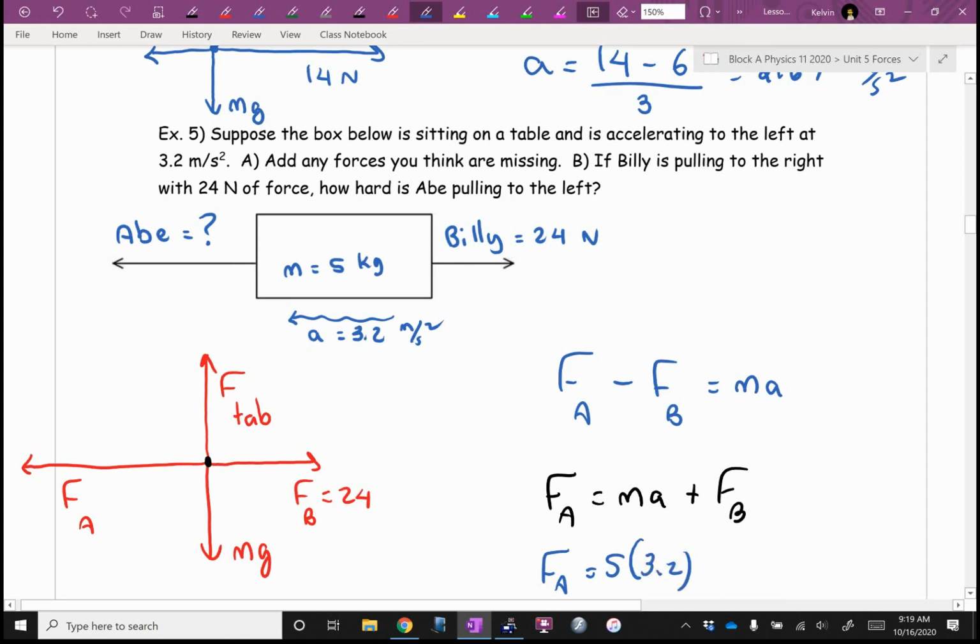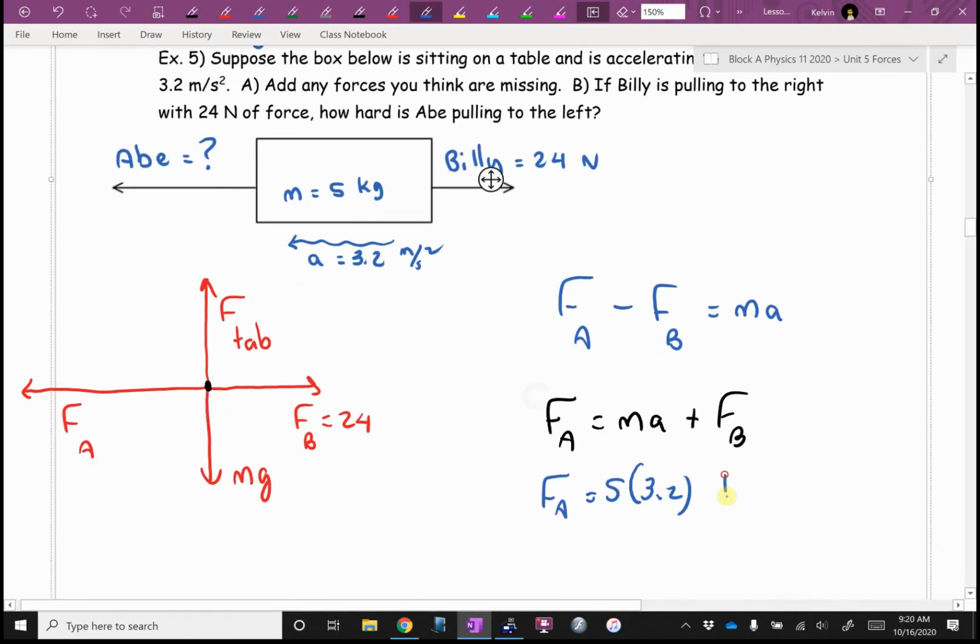Mr. Dewick, it's to the left. Shouldn't it be negative? We took care of all of that with our winner minus loser and free body diagram. So here in this unit, we won't be putting in negatives for our accelerations. We'll take care of it in the setup. Plus 24. I can do this in my head. 5 times 3.2 is 16 plus 24. 40? Units. It's a force. Newtons.